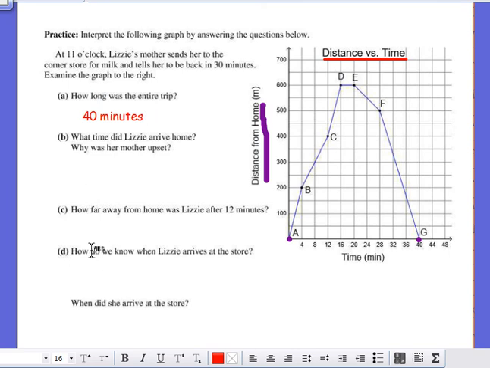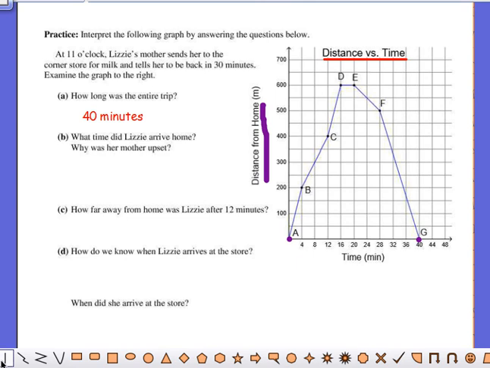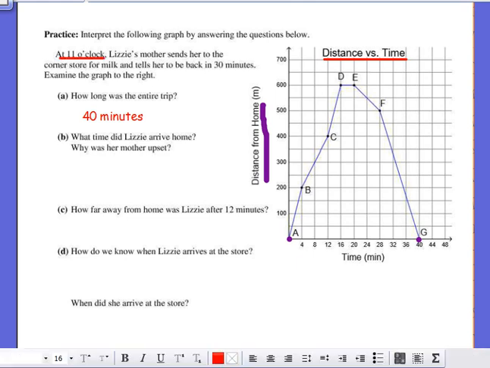Question B. What time did Lizzie arrive home? Remember from our story up above, it said that she went at 11 o'clock. So if it took her 40 minutes, she arrived home at 11:40. We do not know if it's AM or PM. Let's hope it's AM though. Why was her mother upset? Well, it said that her mom told her to be back in 30 minutes. So Lizzie was not home in 30 minutes. That is why her mom was upset, because it took her a little bit longer than she expected.